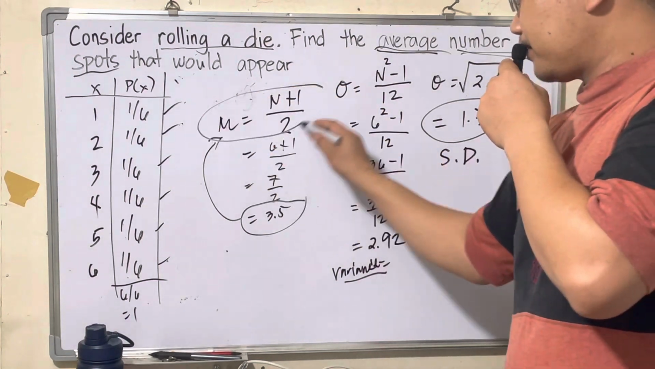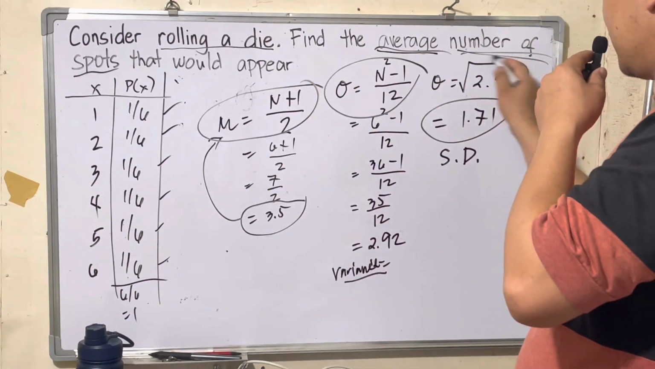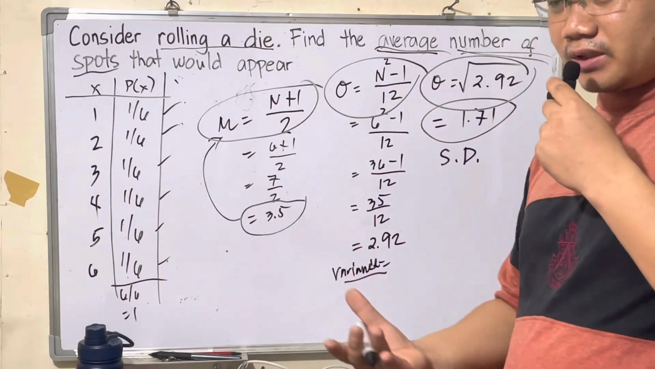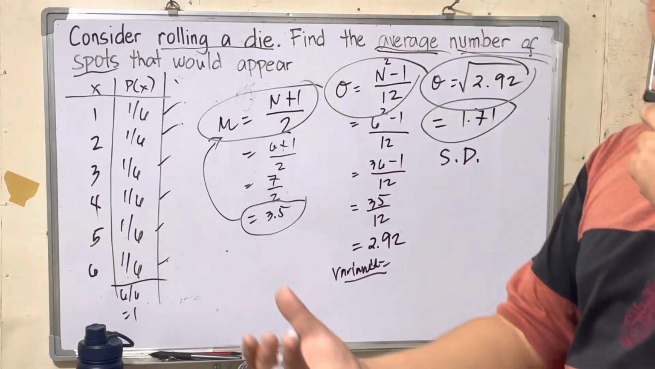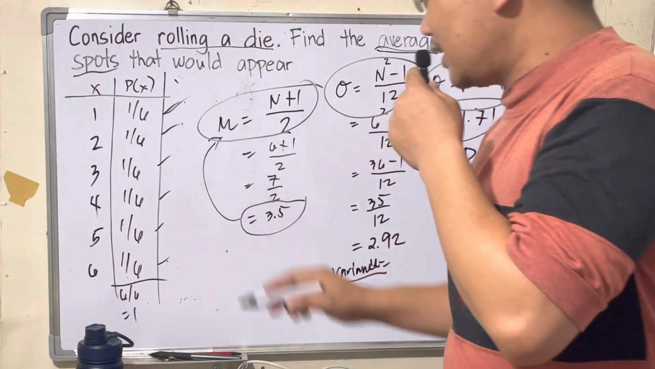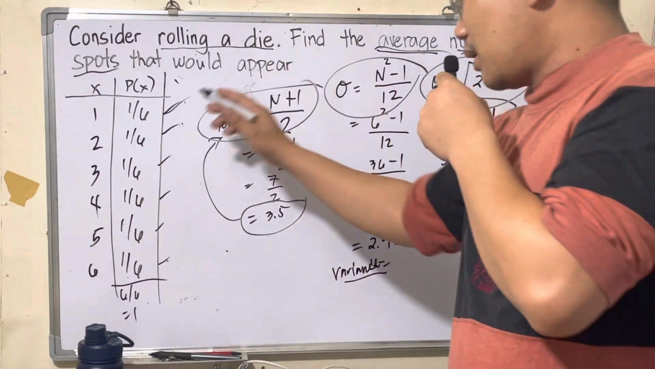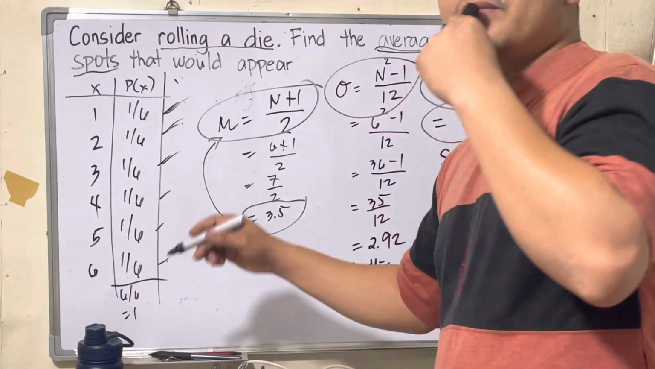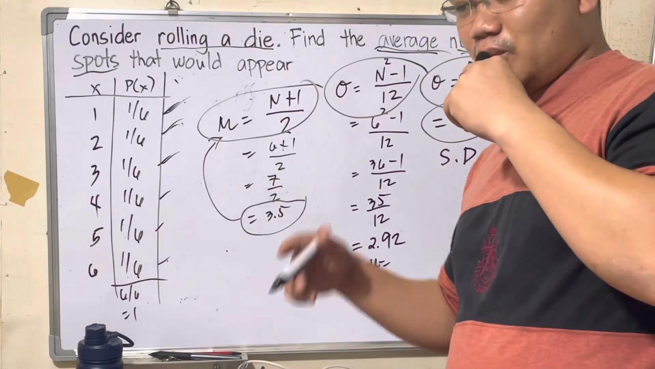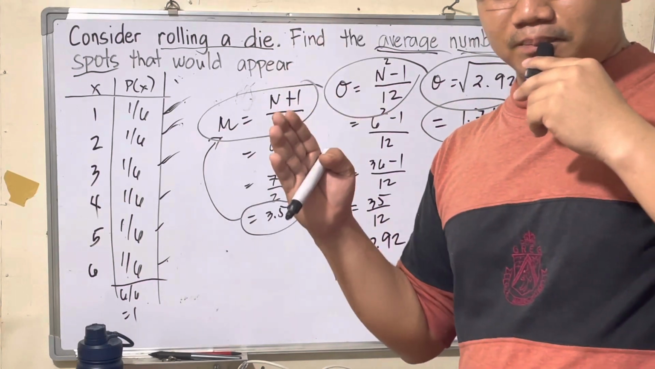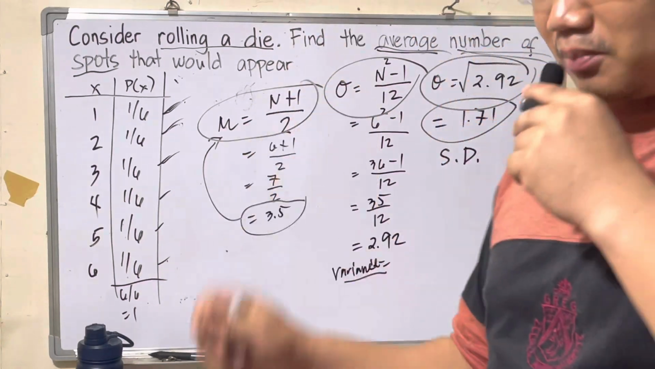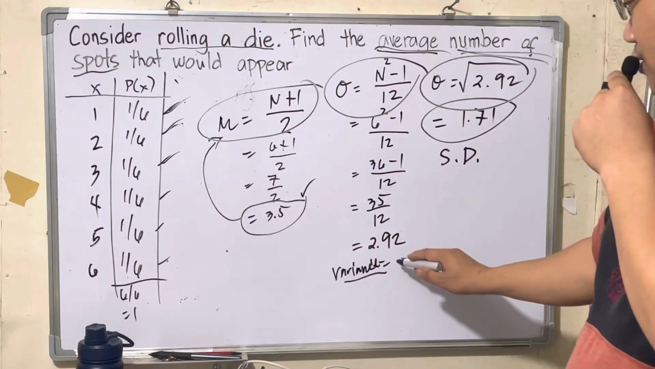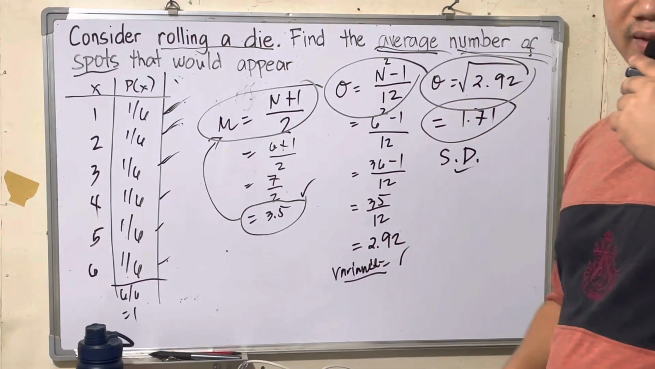This formula applies only if the given distribution is uniform. Uniform distribution, that is, the corresponding probabilities are the same. So 1 over 6 lahat ng probability natin. So we will use the uniform probability distribution so that we can find the value of the mean, variance, and standard deviation.